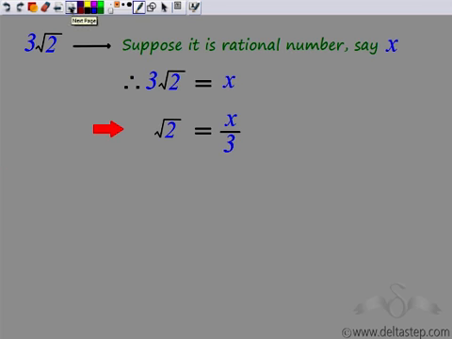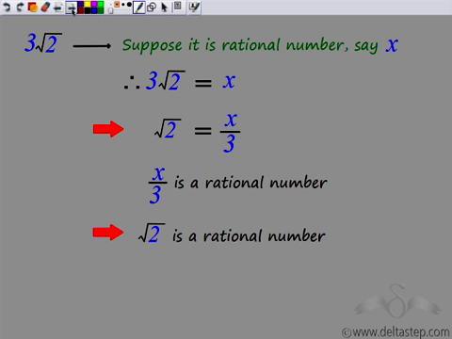So I suppose that this is a rational number x, which gives me that 3 times under root 2 is x. Again, cross multiplying, I get under root 2 is equal to x divided by 3. Now x is a rational number, 3 is a rational number. Division of rational numbers gives me a rational number again. Why? Rational numbers are closed under division too. So this is a rational number. That is, right hand side is a rational number. So left hand side also has to be a rational number. Now that gives me that under root 2 is a rational number.